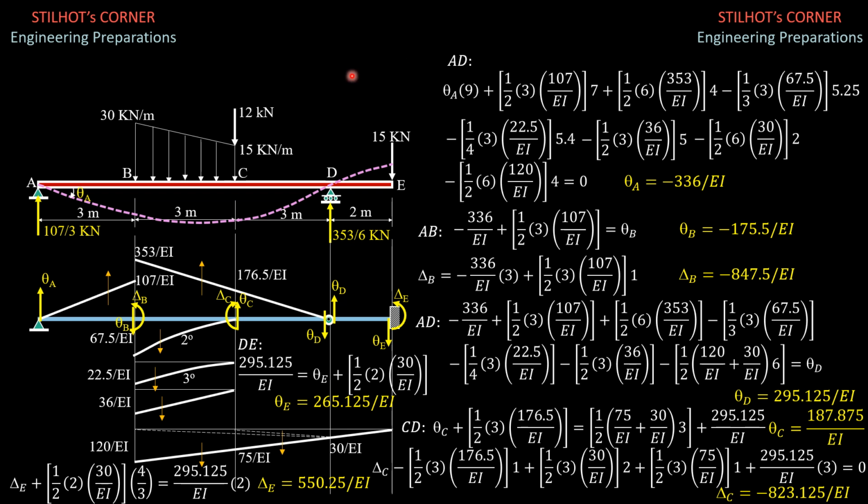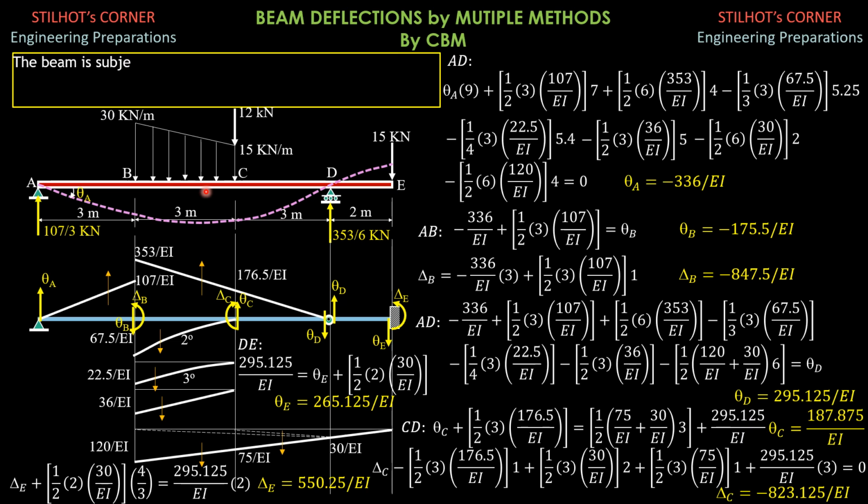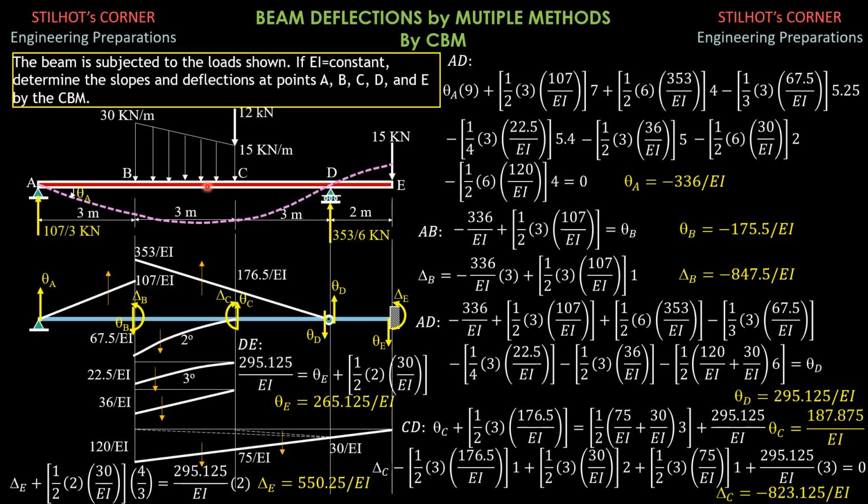Here is another video, another solution to this problem by the conjugate beam method. So this is the original problem. The beam is subjected to the load shown. If EI is constant, determine the slopes and deflections at points A, B, C, D, and E by the conjugate beam method.